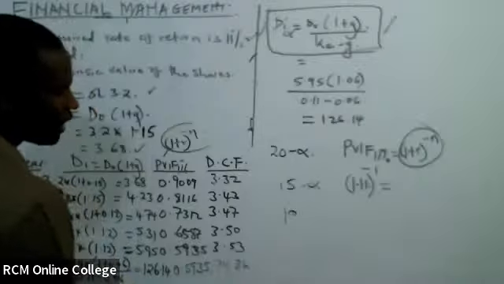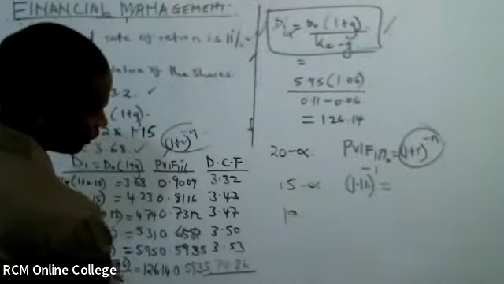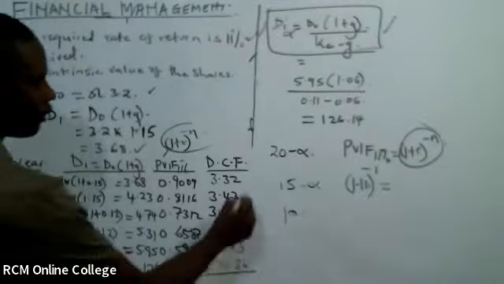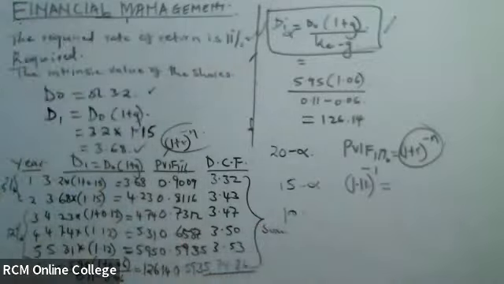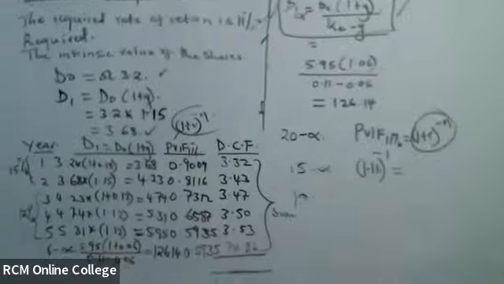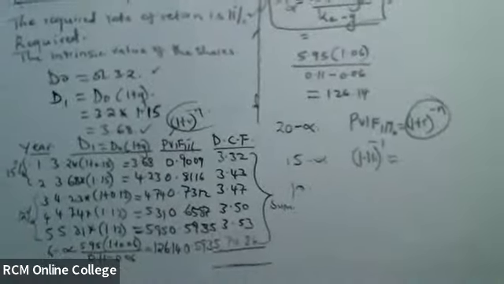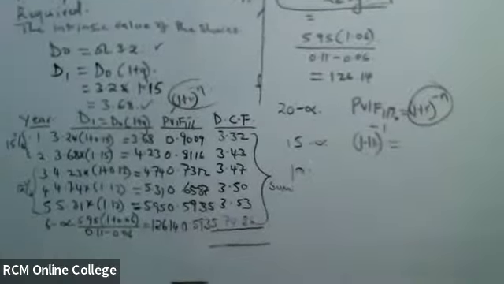Now, to get the intrinsic value for that type of a bond or ordinary share, you add the summation of all these sums. You sum them. Niambie unapata ngapi, so that we're done with that. It's a very nice one. Pata ngapi? Total. How much? Total ya hizo ni ngapi?